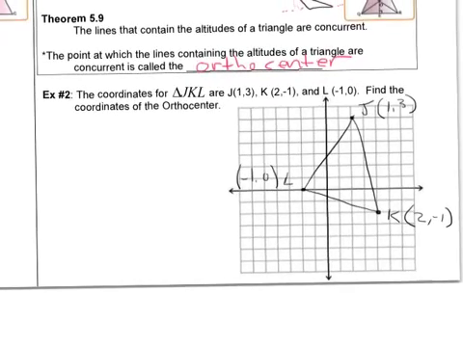Now, to save a little bit of time, I went ahead and graphed these points. So the coordinates of triangle JKL are J(1, 3), K(2, -1), and L(-1, 0). And we're supposed to find the coordinates of the orthocenter. Remember, orthocenter has to do with altitudes, which means that we need to find the altitudes of all these triangles. Well, that's a little bit tricky. I'm going to show you how to find the altitude of one side, and then I'll let you guys try and find the rest.